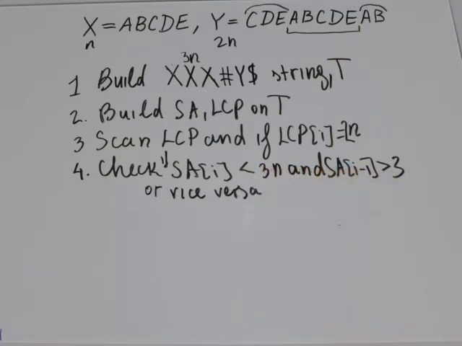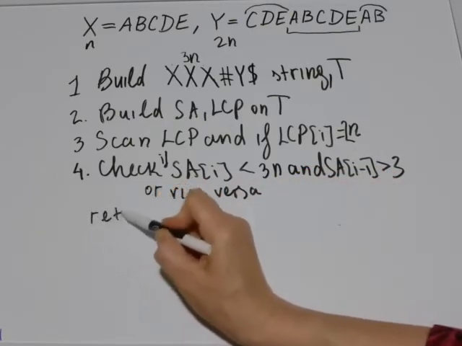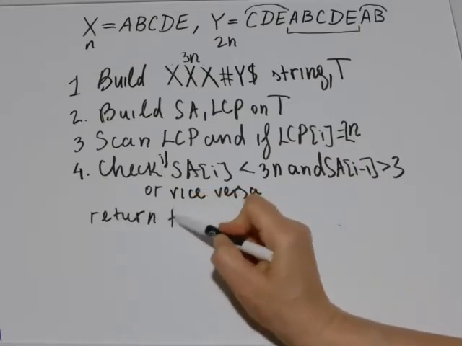If it is the case, then we continue checking if we need to check more. But in this case, we don't need to check anything more. So if this is true, then return true. If all of this is true, we return true.